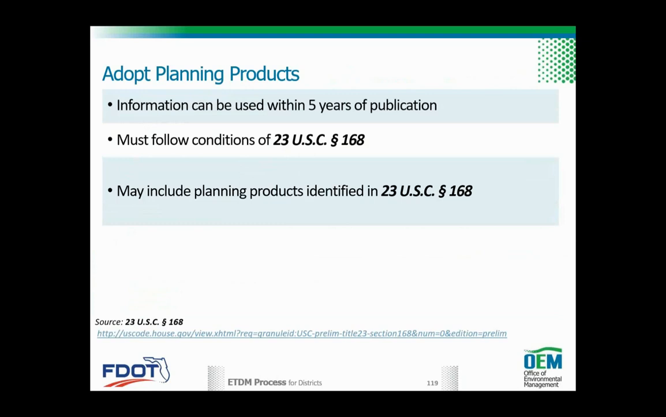When we talk about the adoption of the planning product, so maybe we want to adopt the ACER report or the eliminated alternatives or a programming screening summary report, the information must be used within 5 years of that publication, and it must also follow all the conditions set forth in 23 U.S.C. 168. There's 10 different conditions. There's also a list at the same link that's been given to you down here at the bottom that identifies all the planning products and or planning decisions that could be adopted into the NEPA process.